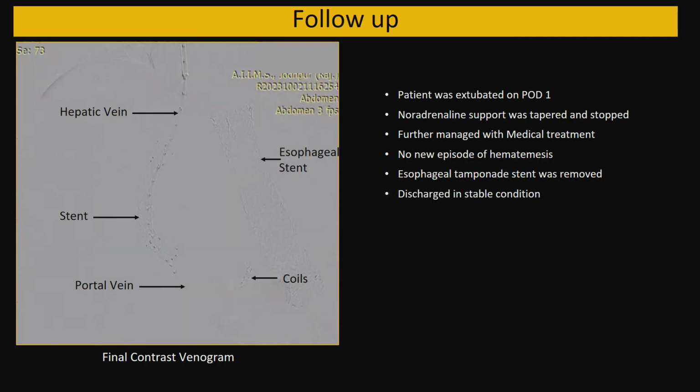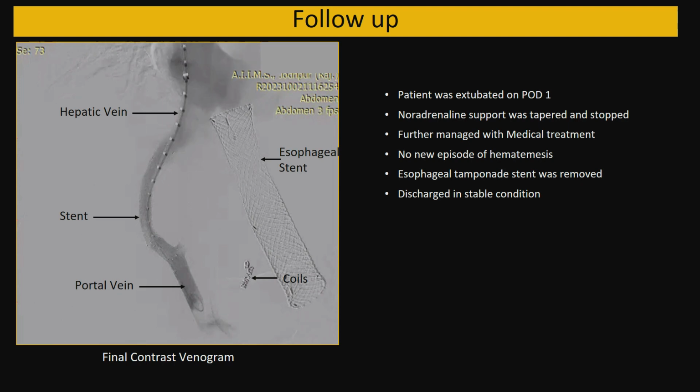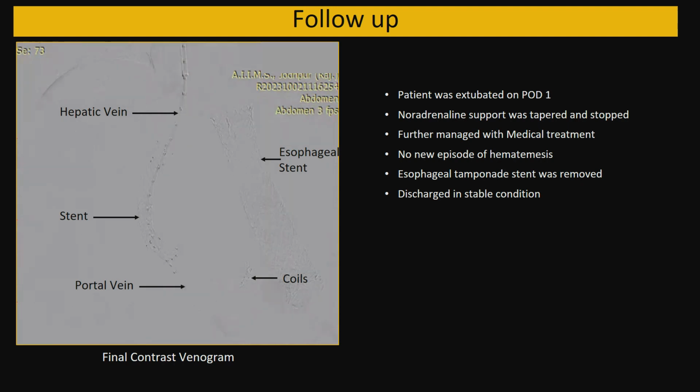And this is the final follow-up venogram, in which we did injection from the portal vein side. This is across the liver parenchyma into the hepatic vein. So most of the blood coming from the portal circulation is diverted away from the liver into the systemic circulation. The patient tolerated this procedure very well. Noradrenaline was stopped, the patient was extubated, and there was no further episode of hematemesis. This stent was removed after 1 week and the patient was discharged in stable condition.